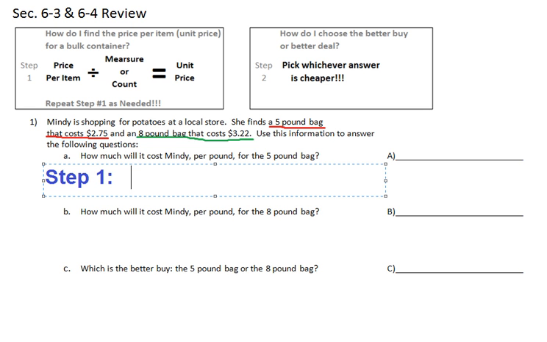What we want to do is first figure out how much does that 5-pound bag cost. Well, it costs $2.75. And then what we're going to do is divide it by the number of pounds in that bag, which is, of course, 5.